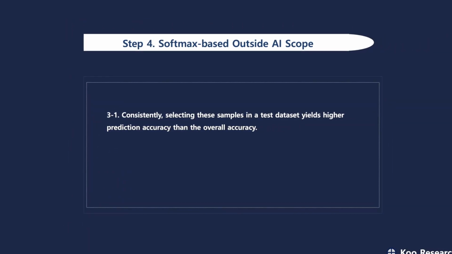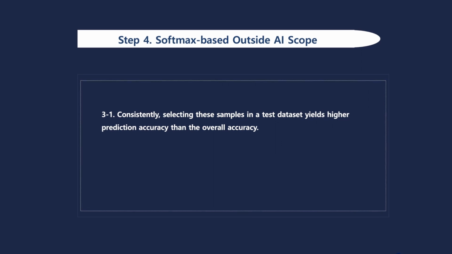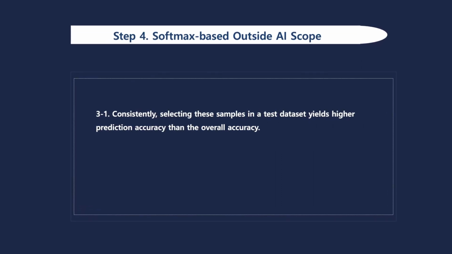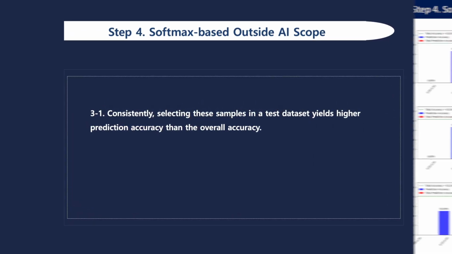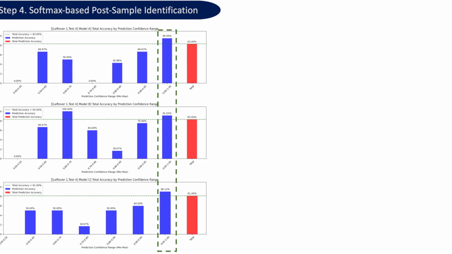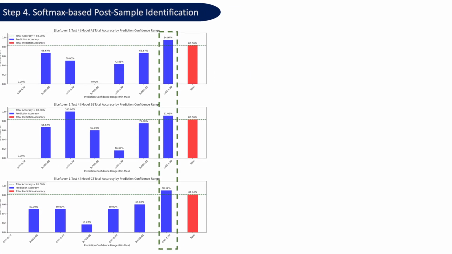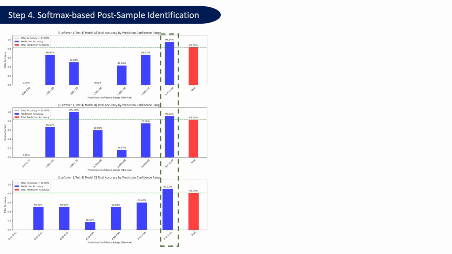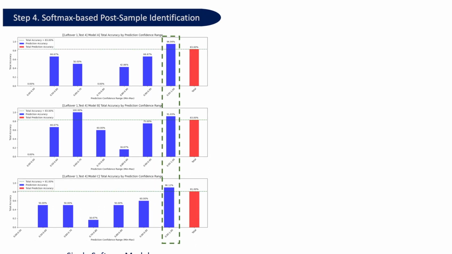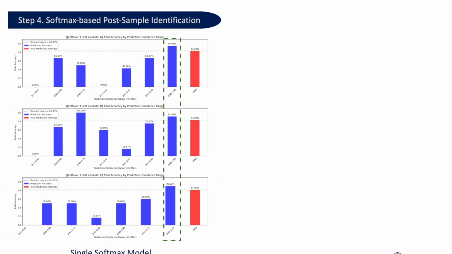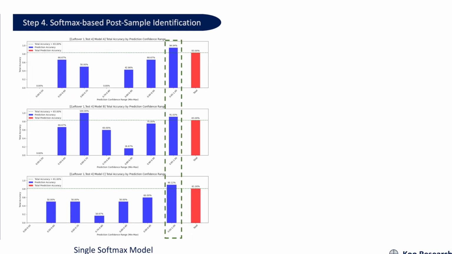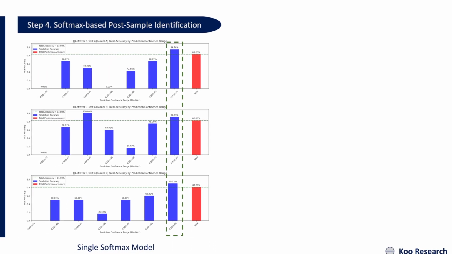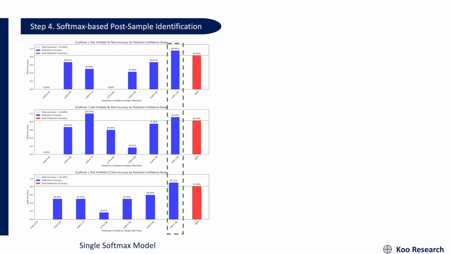3-1. Consistently, selecting these samples in a test dataset yields higher prediction accuracy than the overall accuracy. The figure illustrates prediction accuracy categorized by each confidence range and 3 models. Notably, the blue charts within the green box, 0.95 or higher, exhibit higher accuracy than the overall prediction accuracy.